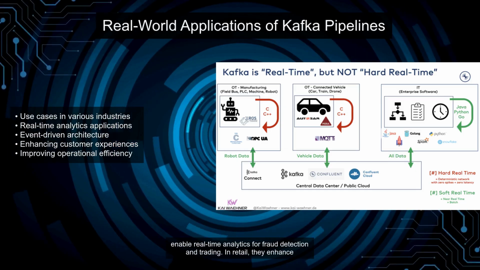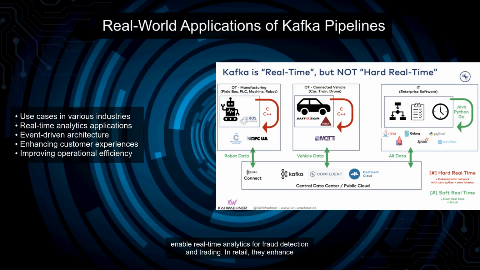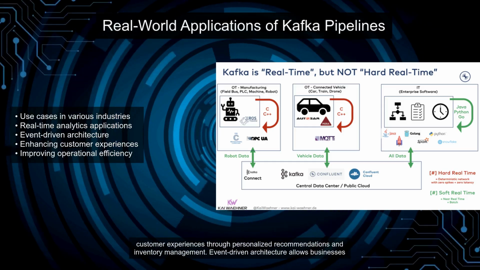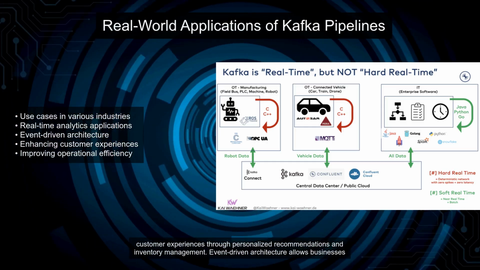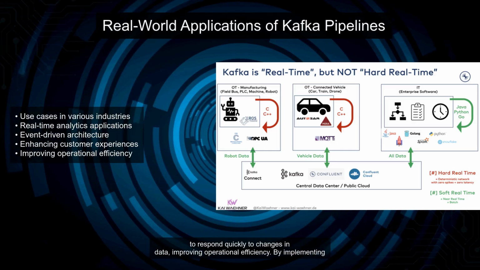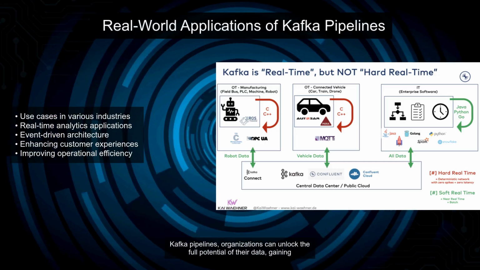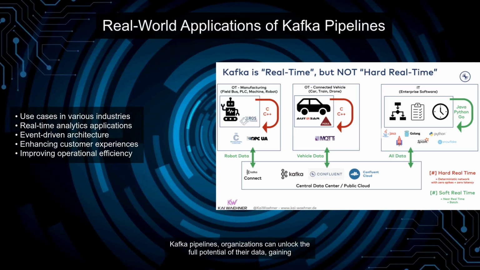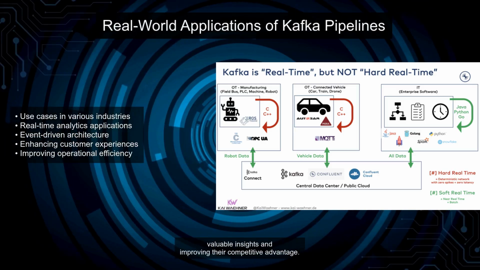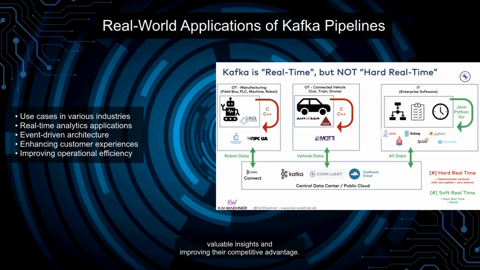Kafka-based data pipelines have real-world applications across various industries. In finance, they enable real-time analytics for fraud detection and trading. In retail, they enhance customer experiences through personalized recommendations and inventory management. Event-driven architecture allows businesses to respond quickly to changes in data, improving operational efficiency. By implementing Kafka pipelines, organizations can unlock the full potential of their data, gaining valuable insights and improving their competitive advantage.